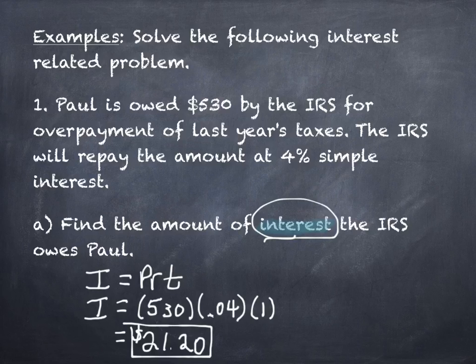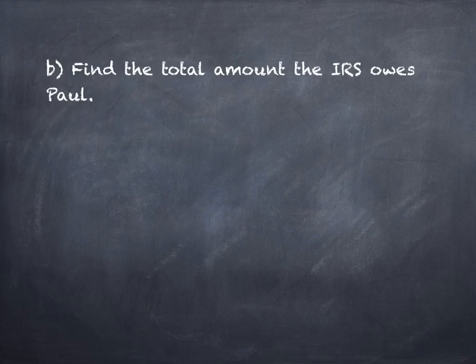All right, so that's Part A. That's how much interest the IRS owes Paul. Now, because we've already found the interest, we have some options on Part B. How could we find the total amount the IRS owes Paul?